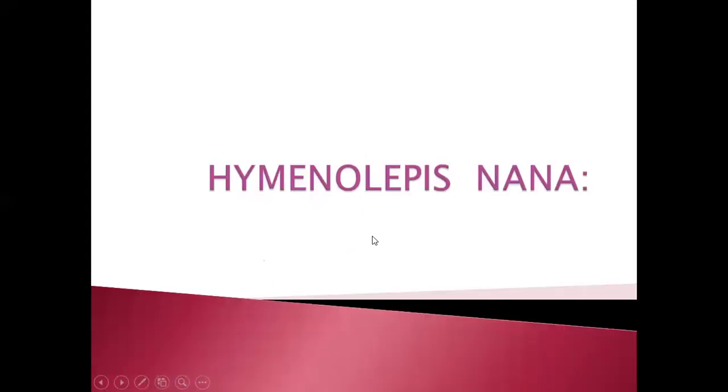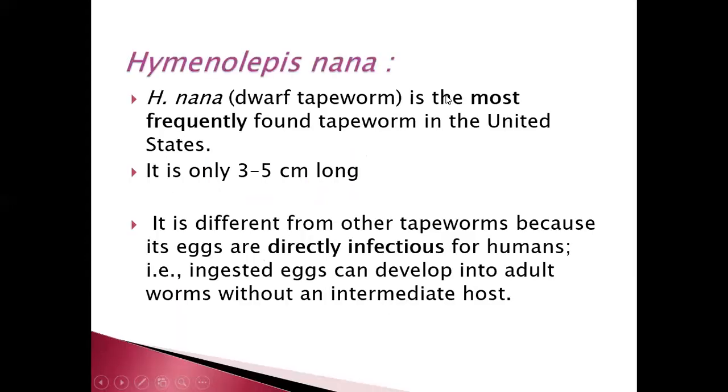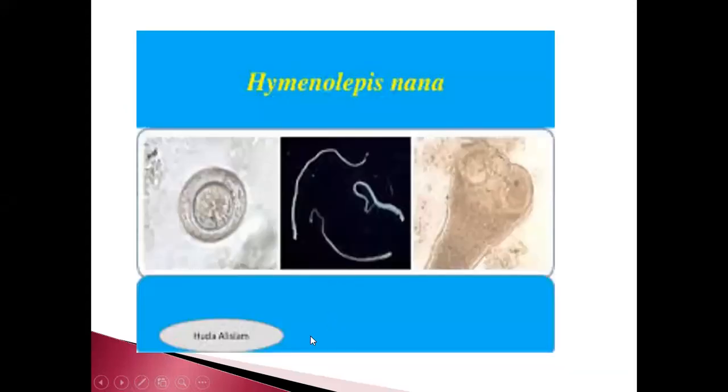The last one is Hymenolepis nana. H. nana is basically a dwarf tapeworm because it's very small, only 3 to 5 centimeters long, and is the most frequently found tapeworm in the US. It is different from the other tapeworms because its eggs are directly infectious for humans, and ingested eggs can develop into adult worms without any intermediate host. That's why it's dangerous and frequently found. This is the egg of H. nana. These are small worms, and this is how it looks.